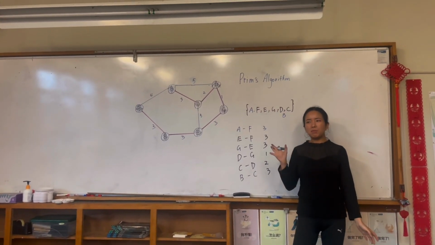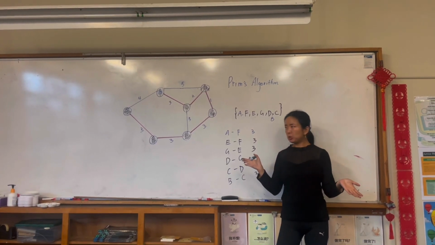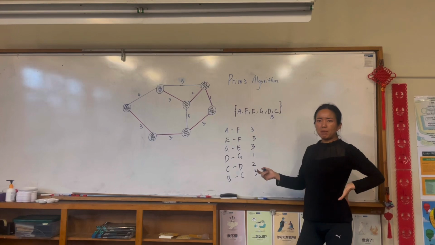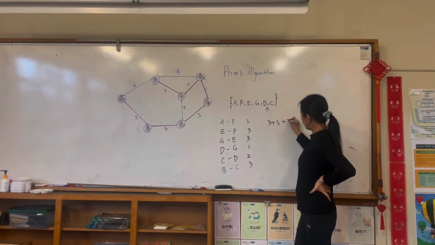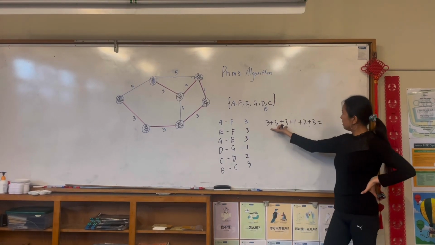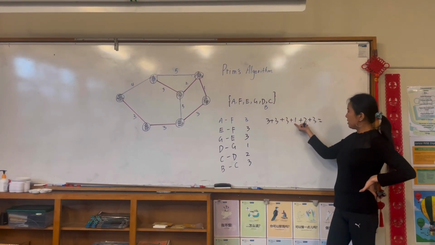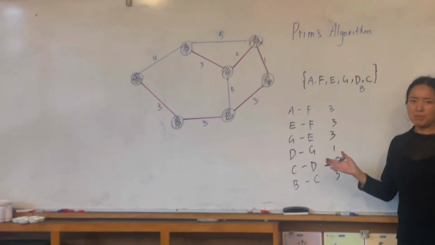Since we have found the minimum spanning tree, now what's the total weight of this minimum spanning tree? We only need to add all the path weights together. So it'll be 3 plus 3 plus 3 plus 1 plus 2 plus 3. It'll be 9, 12, 15. That's it. This is Prim's algorithm.